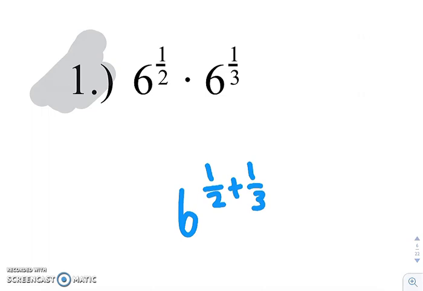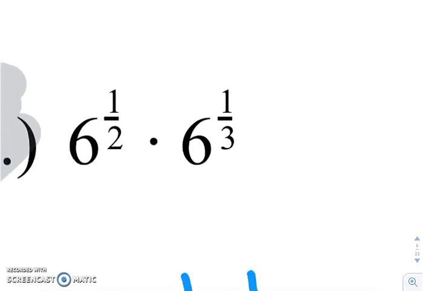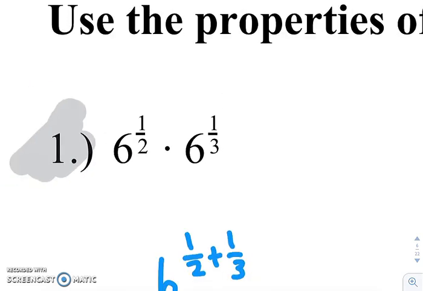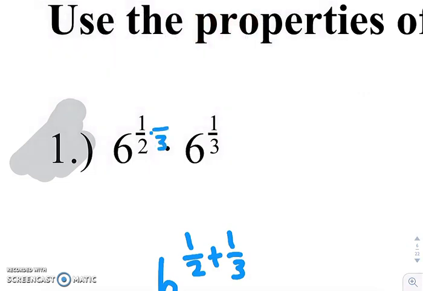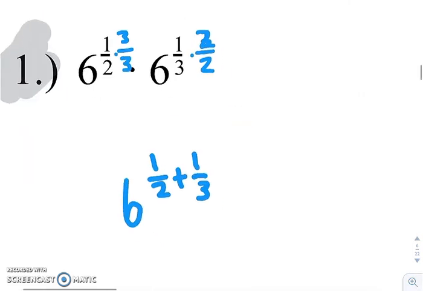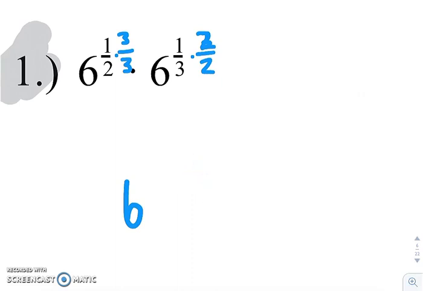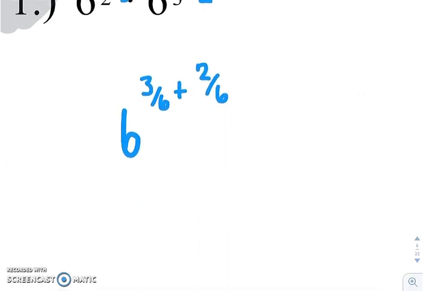But we need to know how to add those together, because you can't add fractions with unlike denominators. So we need to make both of these sixths. To make the half a 6, we need to multiply by 3. To make the third a 6, we need to multiply by 2. So this becomes 6 to the 3/6 plus 2/6. So 3 plus 2 is 5.